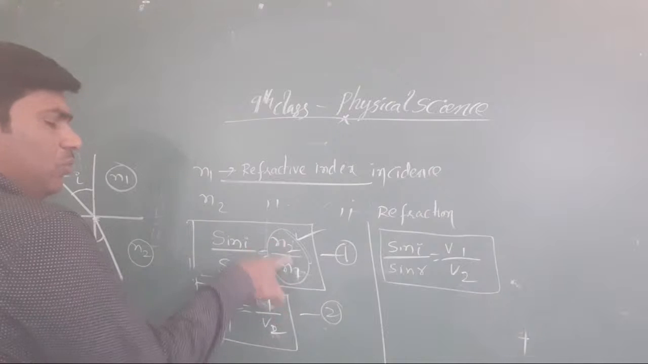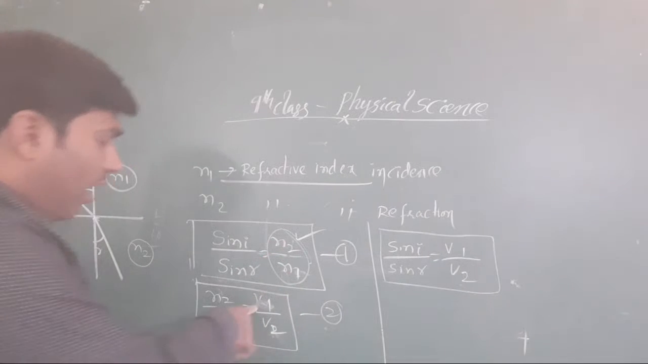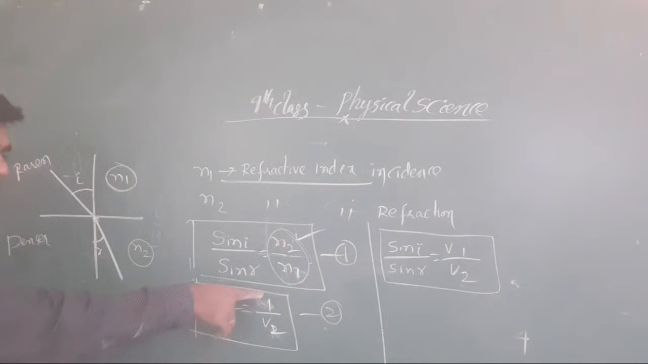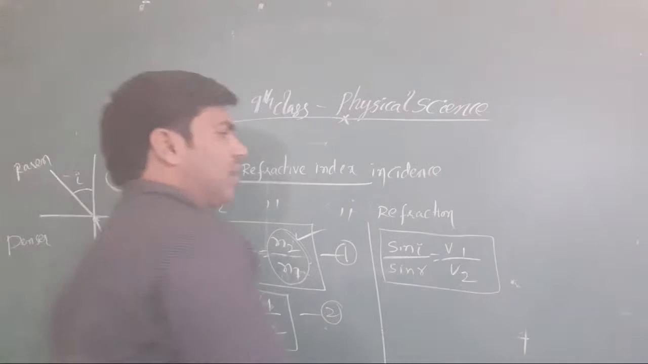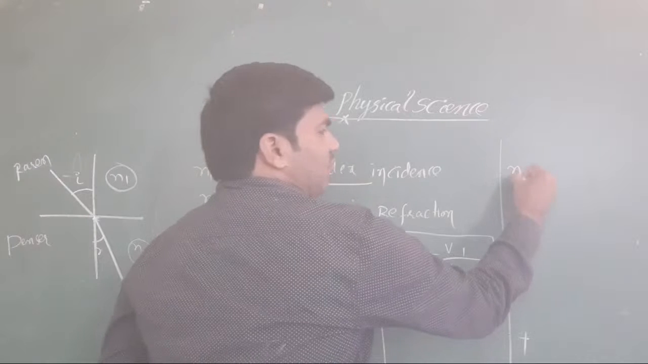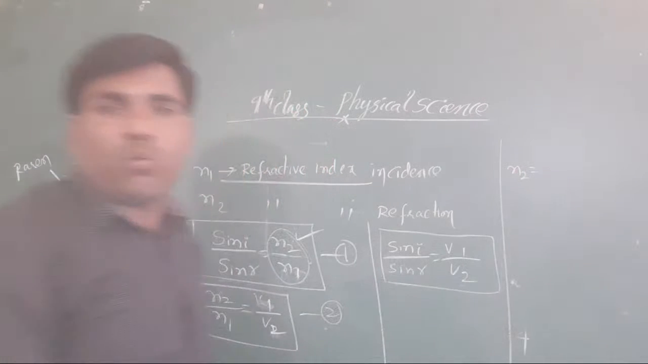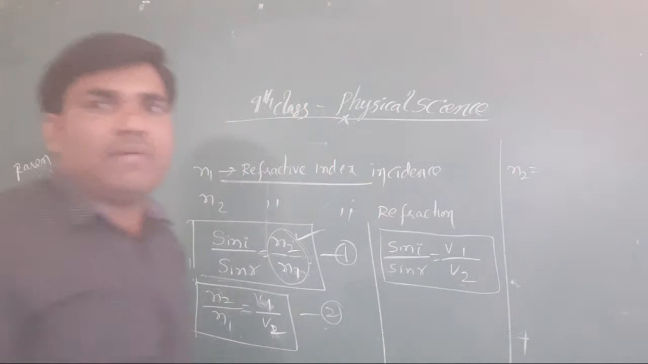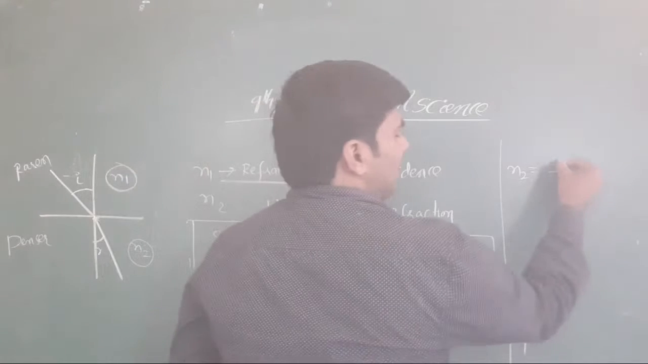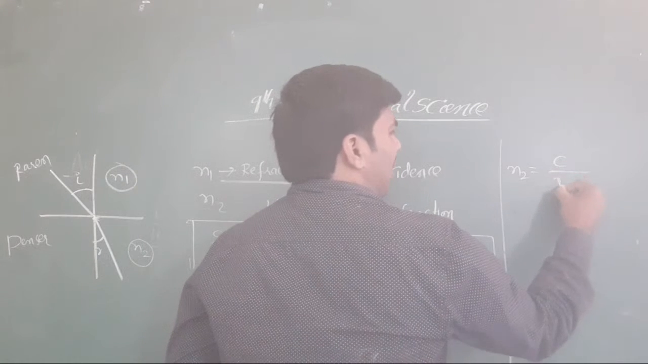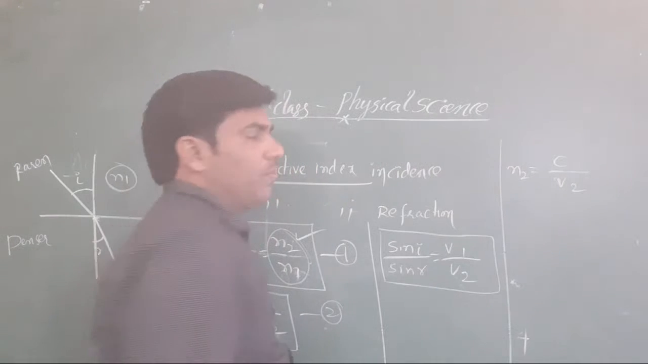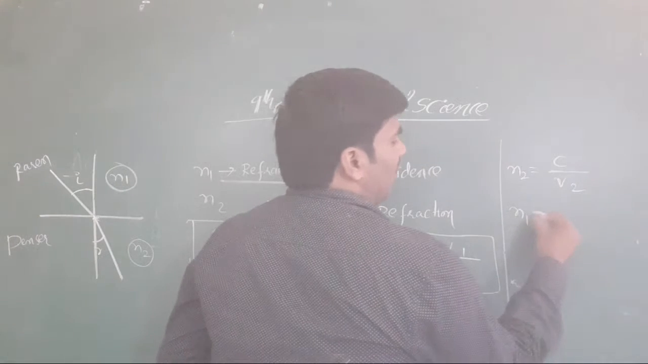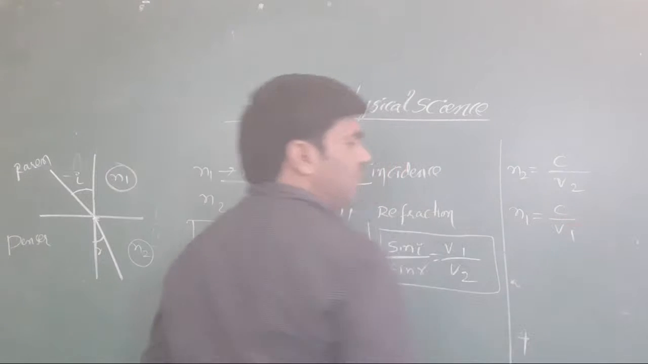Yes, relative refractive index. And how do you get N2 by N1 is equal to V1 by V2? Already we completed this. You know very well what the refractive index is. What is the refractive index, students? The refractive index is written as the velocity of light to the velocity in the medium. N2 is equal to C by V2, and automatically N1 also becomes C by V1.